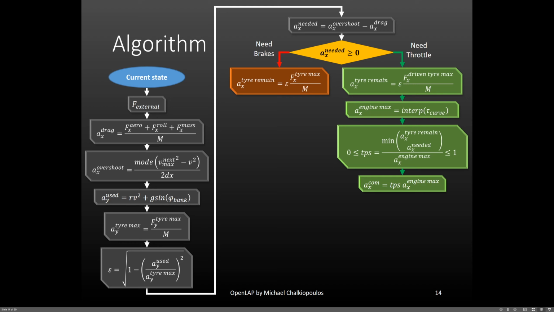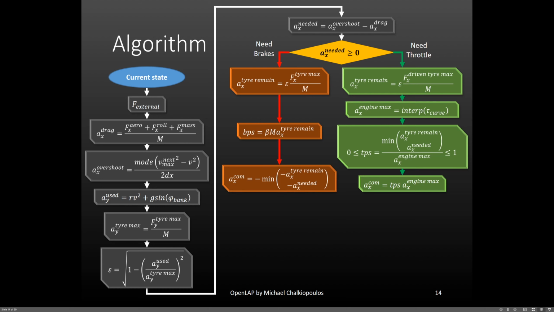Now, if we need brakes, we first get the remaining longitudinal acceleration, calculate the braking pressure using the Vita parameter from the vehicle model, and find the commanded by the driver longitudinal acceleration. Note 2 things here. First, the braking pressure does not drive the vehicle's response, but is driven by it. And second, we assume that the driver can apply as much braking pressure as the vehicle needs.